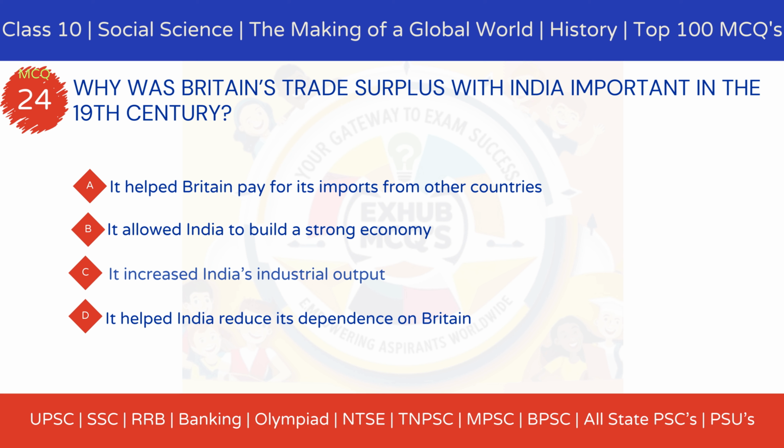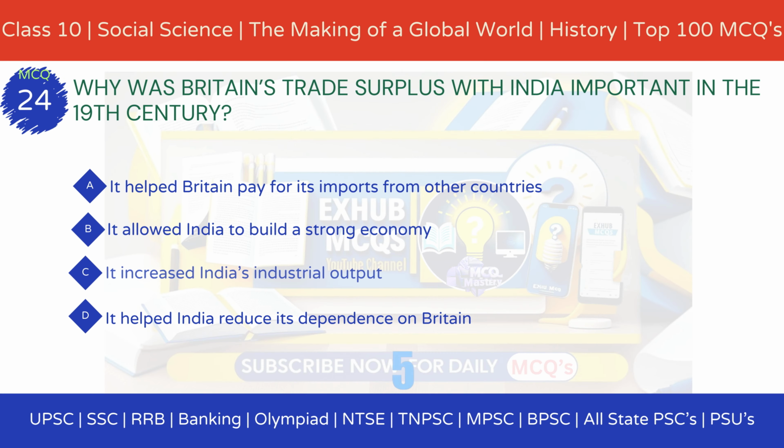Option A. It helped Britain pay for its imports from other countries. Option B. It allowed India to build a strong economy. Option C. It increased India's industrial output. Option D. It helped India reduce its dependence on Britain.